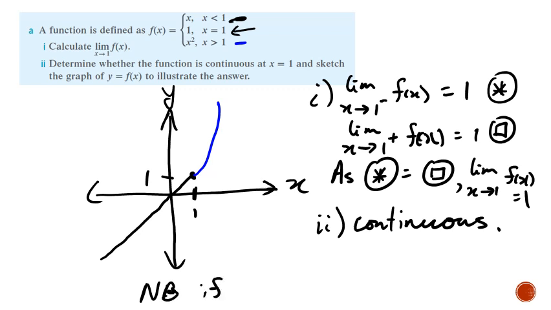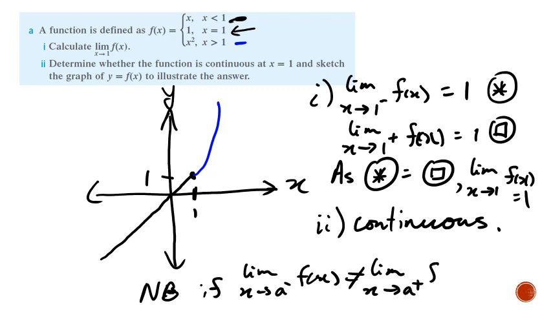If the limit of x going towards a from the negative side is not the same as the limit going from the positive side, then the limit as x goes to a of f of x does not exist.